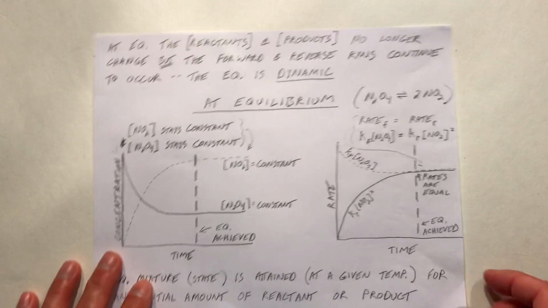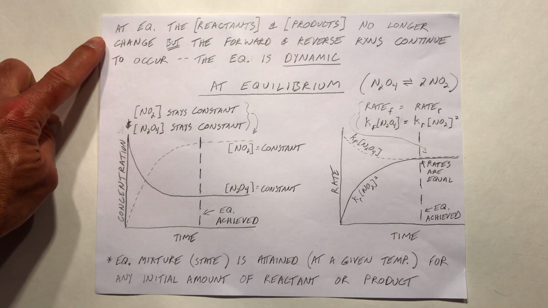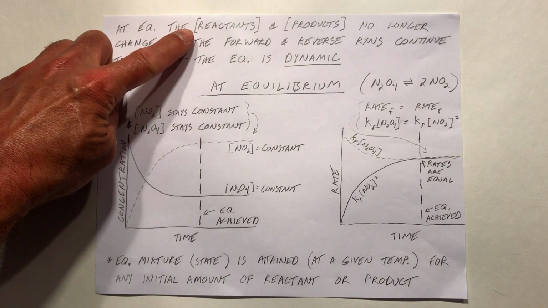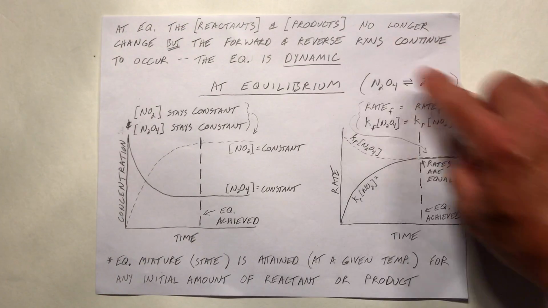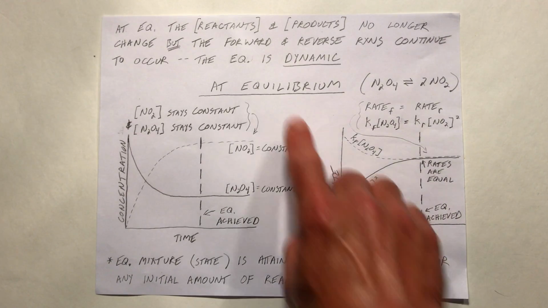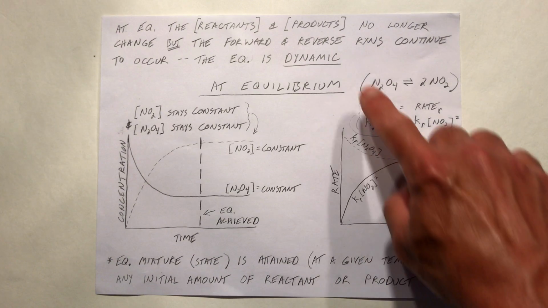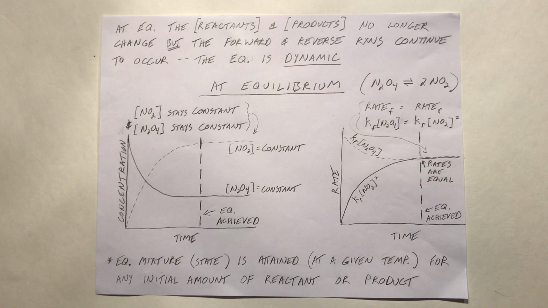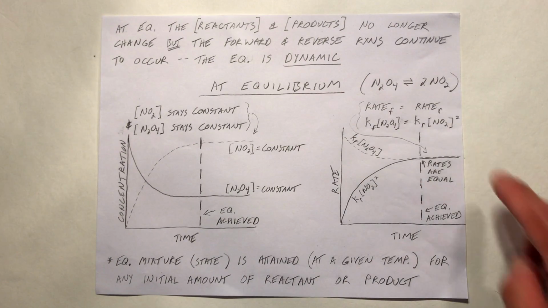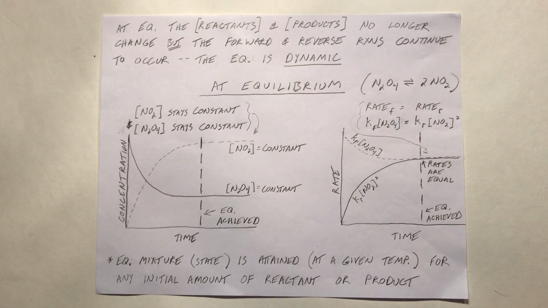So to better understand that, let's take a look at a few graphs. We can say that at equilibrium, the concentration of the reactants and the concentration of the products no longer change, they stay constant. But the forward and reverse reactions do continue to occur because the equilibrium is dynamic. So at equilibrium, let's take a look at this reaction where N2O4 is in equilibrium with two NO2s.